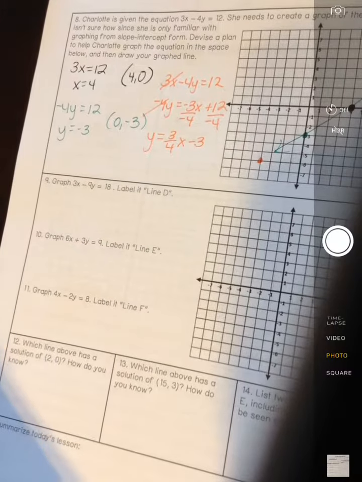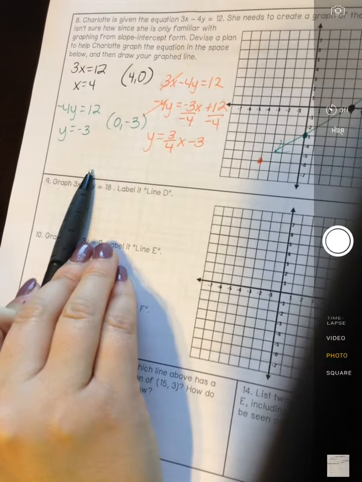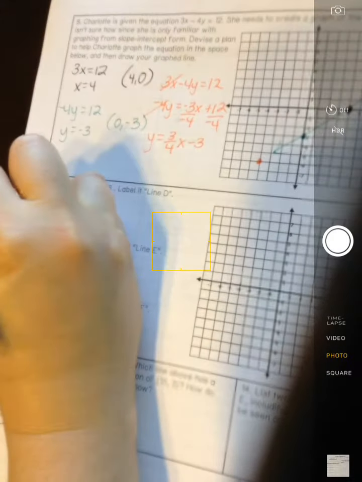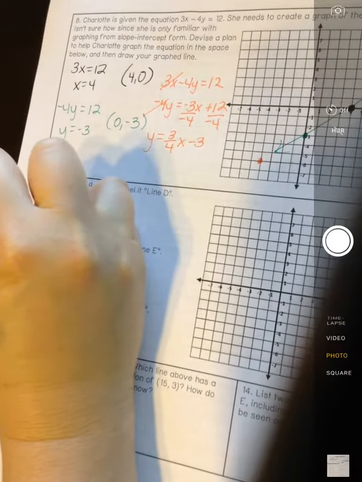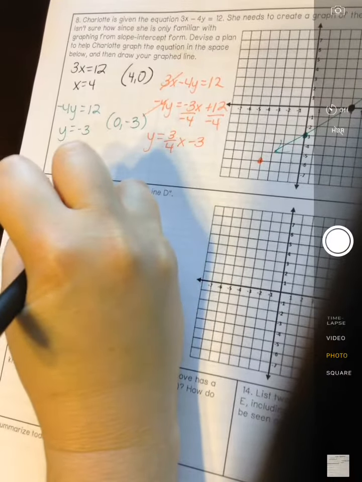Okay, so let's do our x and y intercept. So I'm going to cover up. I have 3x equals 18. So x equals 6, or 6, 0.